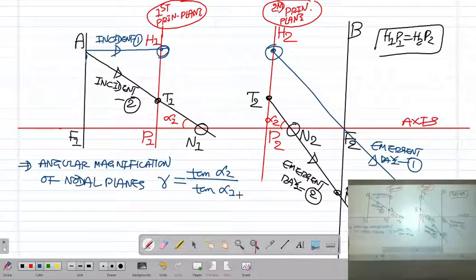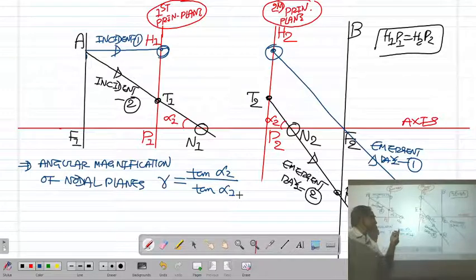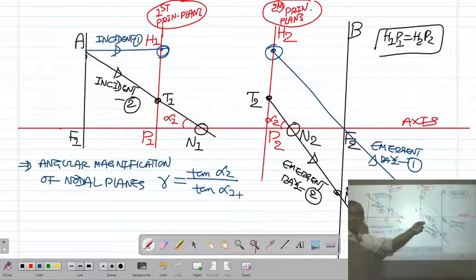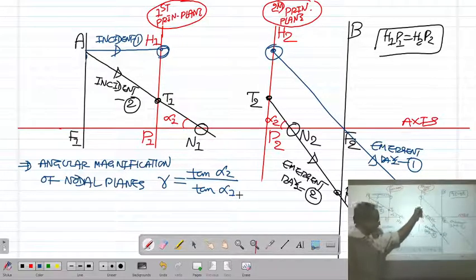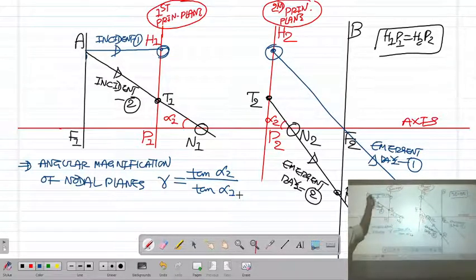The angular magnification gamma, in case of principal plane we have the lateral magnification m. Here in case of nodal points, your angular magnification gamma is defined as tan alpha 2 upon tan alpha 1. What is alpha 2? It is the angle made by the emergent ray T2 with the axis. And what is alpha 1? Alpha 1 is the angle made by the incident ray T1 with the axis, right? But both angles alpha 1 and alpha 2 are same.